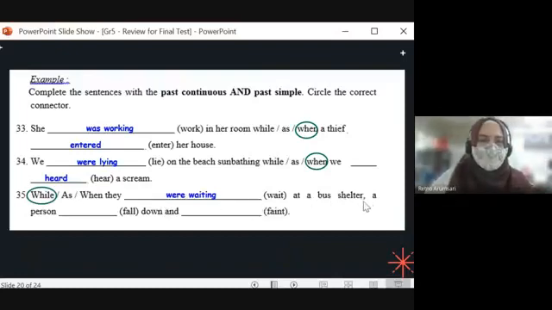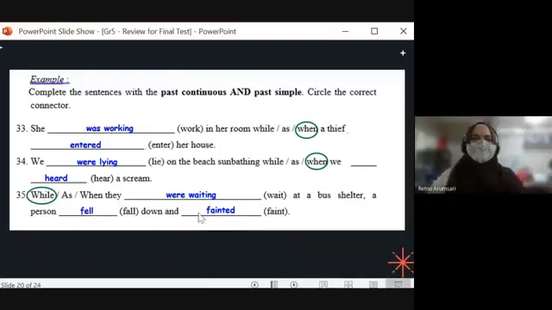There is a comma here. This is the second action. And this is the third action that follows the second action. What do you use for them? Verb 2 and verb 2. Past simple and past simple. Okay, so that's about while, as, when.